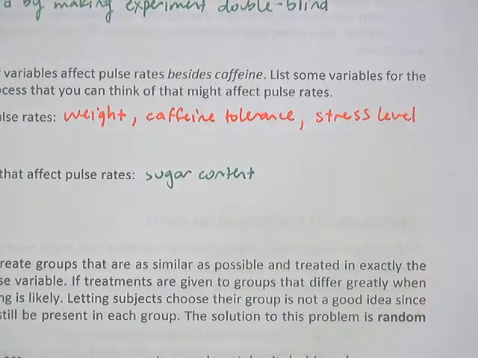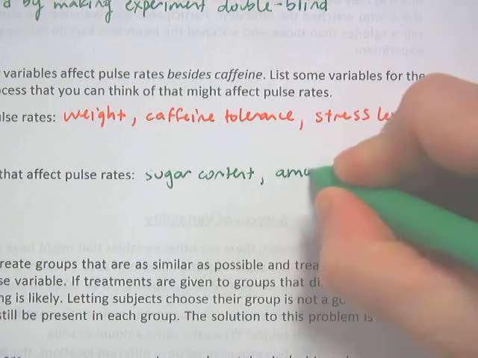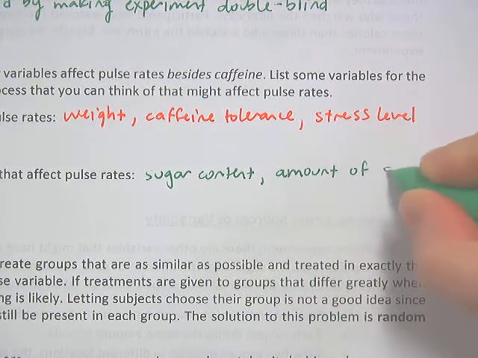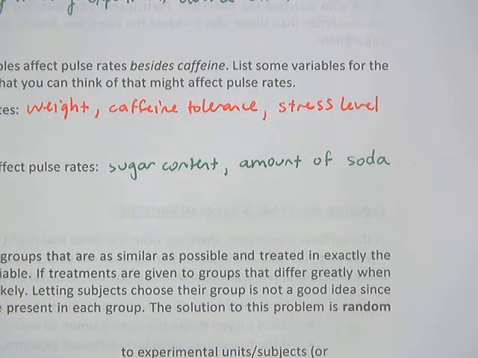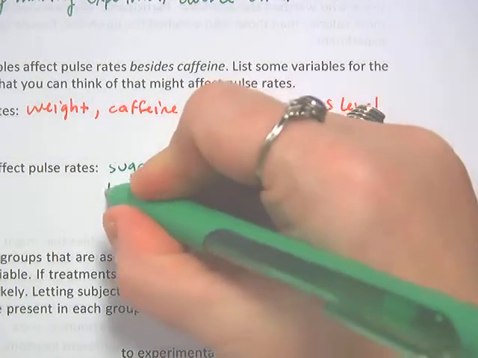That's the sugar content in the soda, not in the people, okay? The amount of soda. Maybe a person doesn't really react adversely to a can of Coke, but if they drank a liter, then they would have an increased pulse rate. So the amount consumed, and then like the temperature of the room.